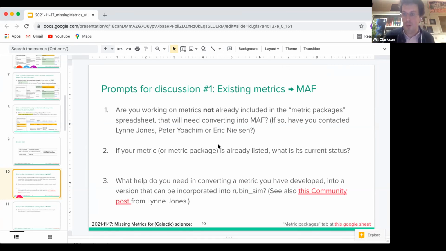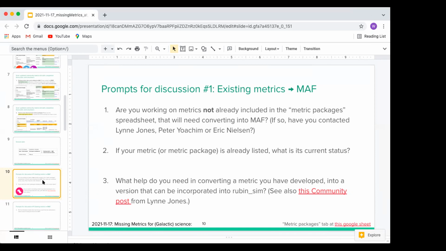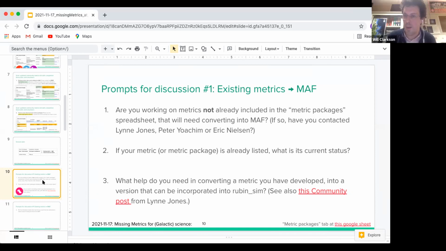If you're working on metrics that are not already included in MAF, have you contacted the Sims team yet? And I've just covered this in the opening remarks: if your metric is already listed, what is the current status, and can you please update the spreadsheet with that? I think a bigger question, which may be the roadblock that many people in this community are finding, is, if you do have a metric or a measurement that you're trying to convert into MAF, what has been the biggest roadblock? And can you identify at this stage what help you need in doing this?